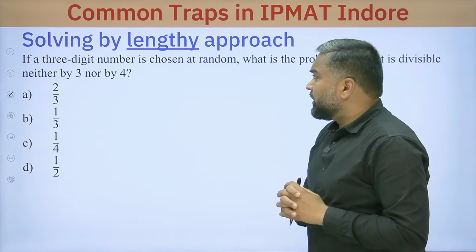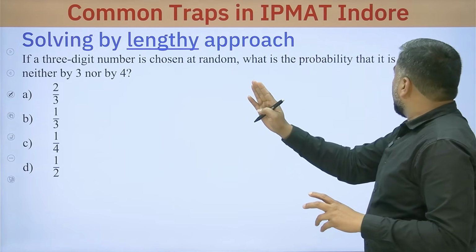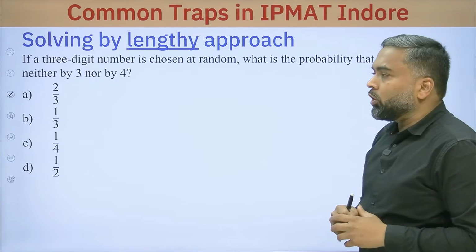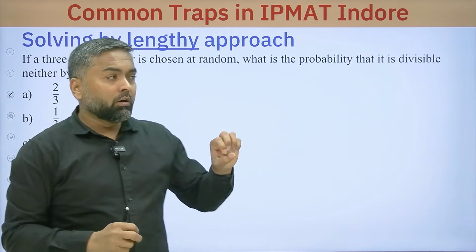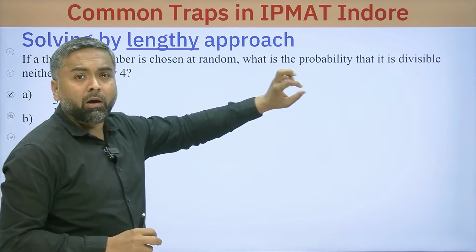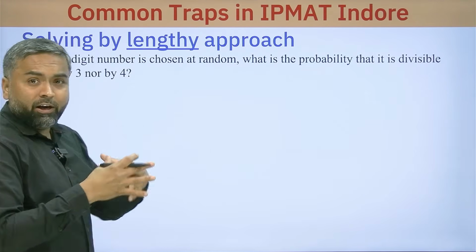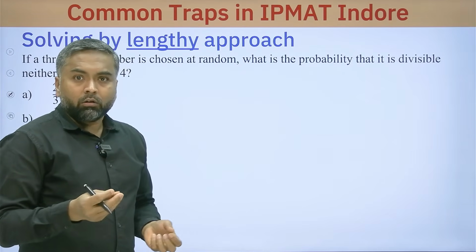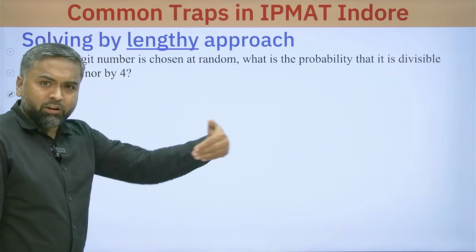If a 3-digit number is chosen at random, what is the probability that it is divisible neither by 3 nor by 4? The student will start making sets, divisible by 3, divisible by 4, then they will subtract from the whole, all the 3-digit numbers, and then they get it. Now you apply common sense. The consecutive 3-digit numbers.